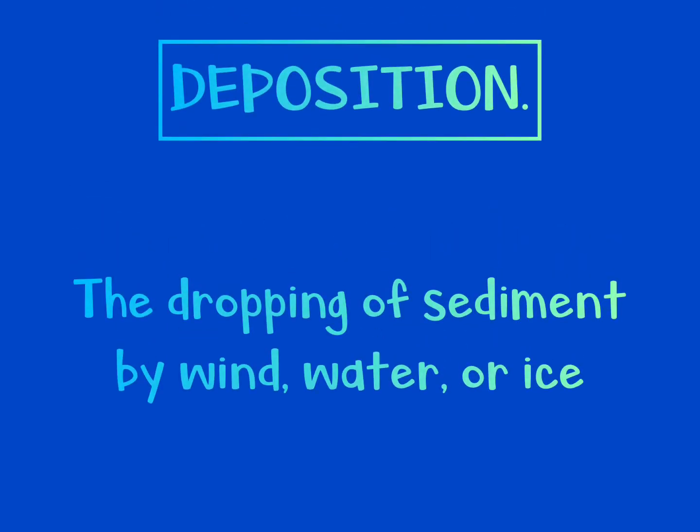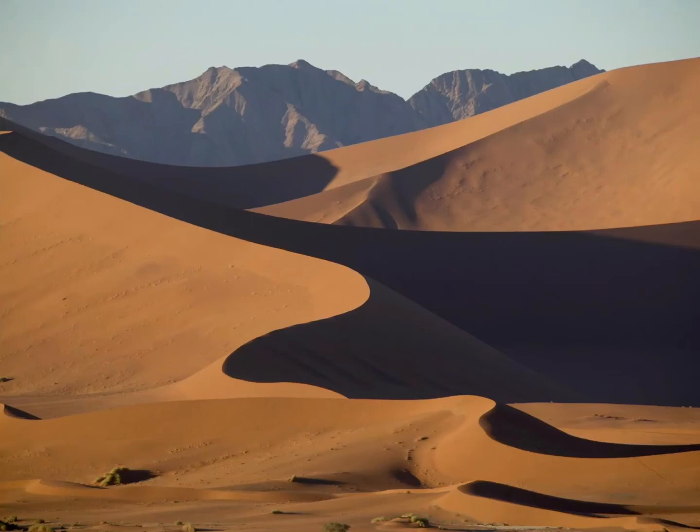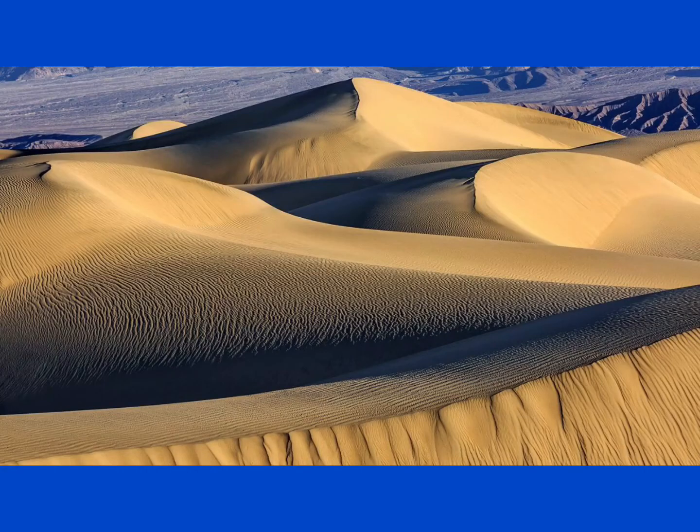The last word we're going to talk about today is deposition, which is the dropping of sediment by wind, water, or ice. The most important word here is dropping. The word sediment is just little tiny pieces of rocks that have mostly been broken down by erosion or weathering. One of the most prominent landforms that are created by deposition are sand dunes.